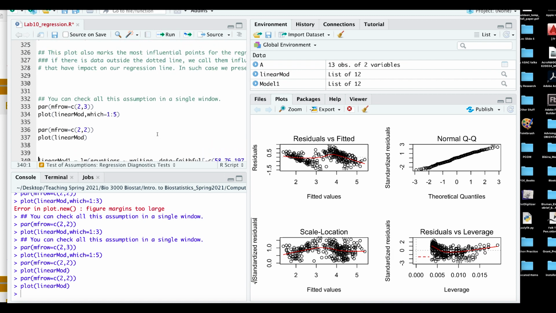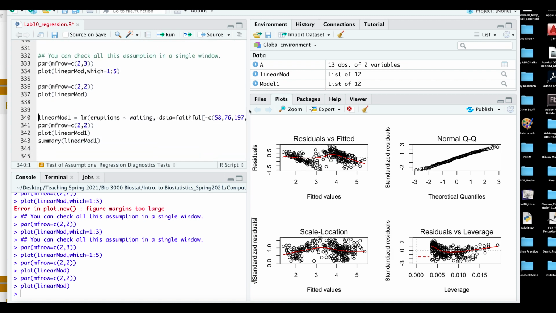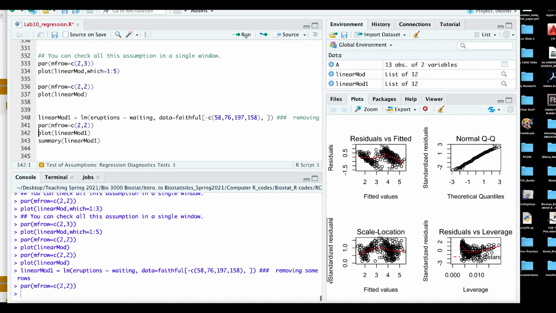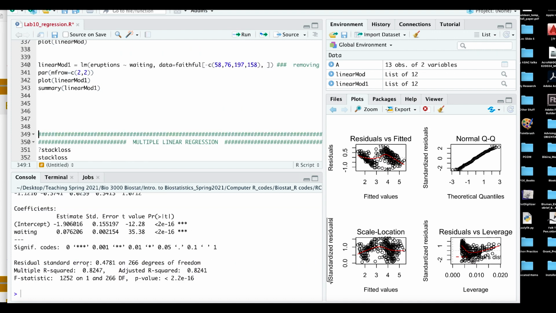And again, if you want to go into more detail, you see that 58, 76, 197 and 158 were the numbers seen here. You remove those data and then fit the model again. You can try so many other things here. Whenever you look at the scale-location and the residuals versus leverage plots, you see the most influential points and the outliers, and you remove them this way. data_faithful minus c(...), you are removing those. That's what we are doing, minus, and all the columns are kept. Only those rows are removed.